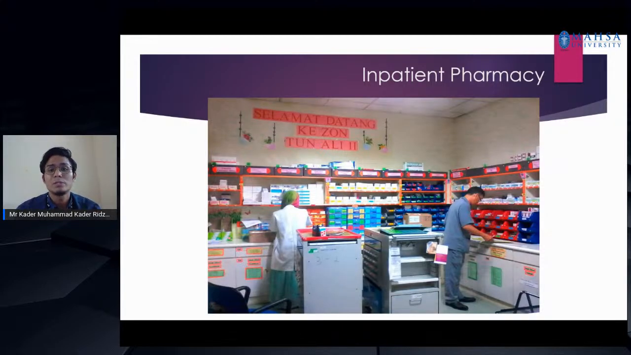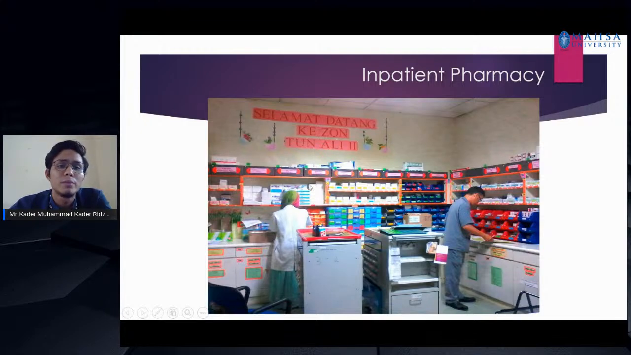So inpatient pharmacy is the place where you are going to provide medication to wards. If you are admitted to the hospital, the source of your medication is actually coming from this inpatient pharmacy. Inpatient pharmacy still has the same layout. You have the blue bins, the red bins. Inside them we have medication.